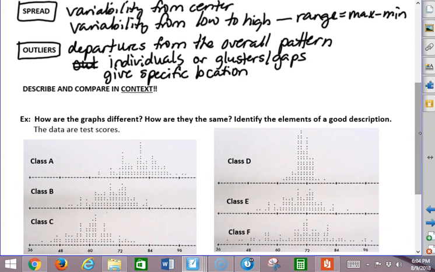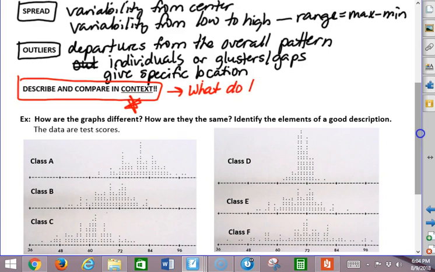Whenever you describe and compare, you want to do it in context. I cannot stress that enough, because we're not just talking about graphs and sets of numbers. We're talking about, what do the data mean? And if you think that I use poor grammar there, data is a plural word. So what do the data mean is accurate.